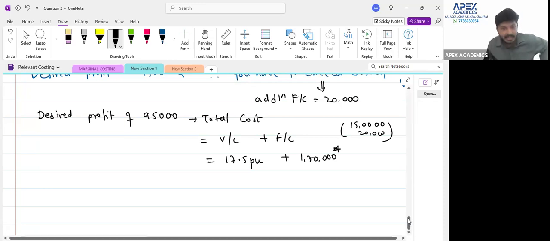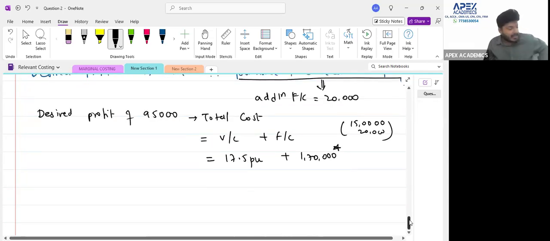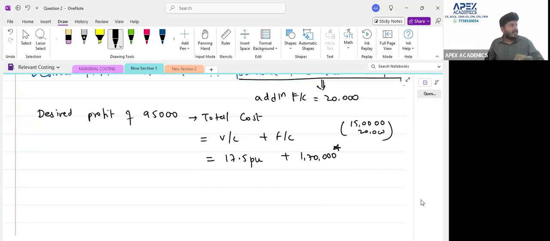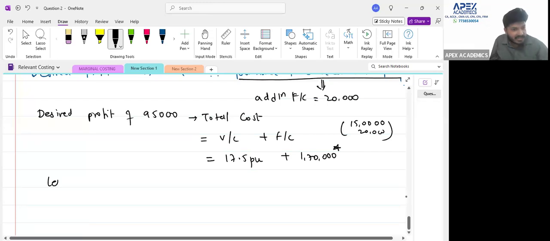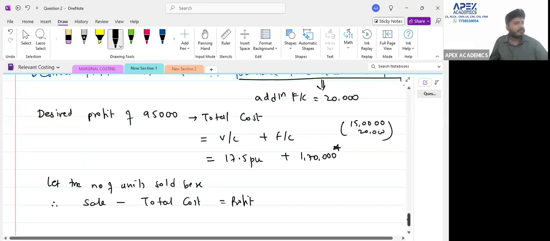And we just determined that for 95, you have to exceed 80% capacity. Yes or no? Please tell me that. So let the number of units sold be x. Let the number of units sold be x. So can I say that sale minus total cost is equal to profit? Yes or no? You tell me that.